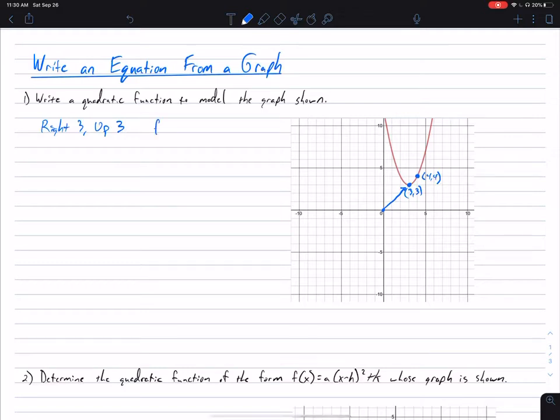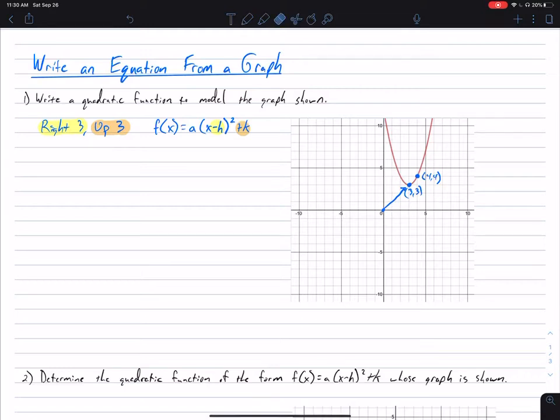So my function, I want to have in the form f of x is equal to a. Now, this is a parabola. So since it's a parabola, I know it's going to be a(x minus h) squared plus k. I need to write a function in that form that represents this graph. My right 3 affects my h value, and my up 3 is going to affect my k value. And then I'll need to determine what my a value would be in a minute.